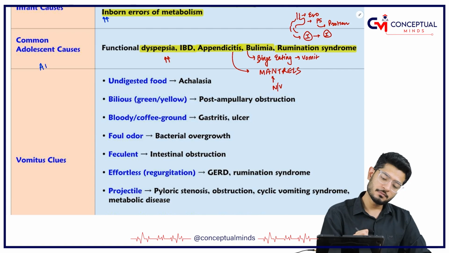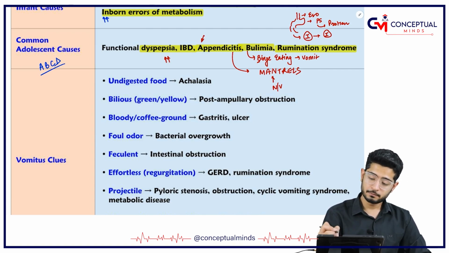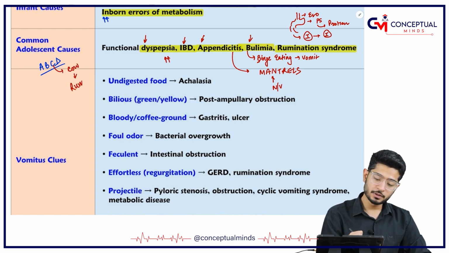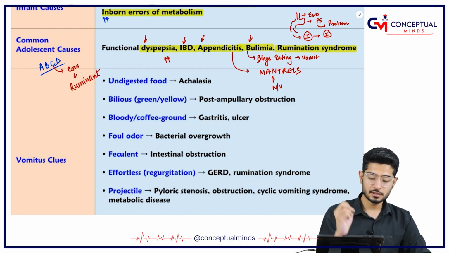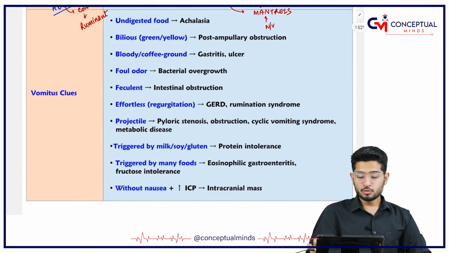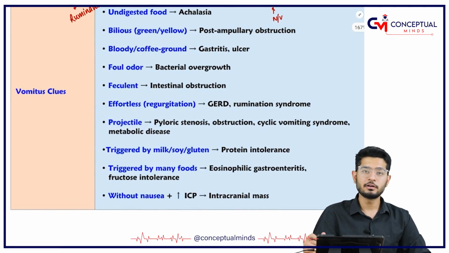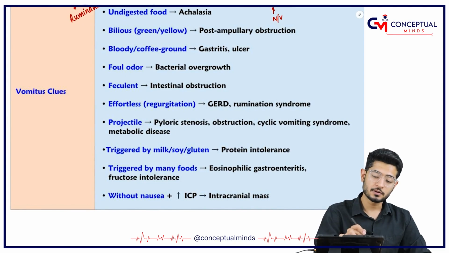But remember, A, B, C, D is important. A for appendix, B for bowel disease, B for bulimia, D for dyspepsia, and C for cow. Cow, that cow is a ruminant, so you can remember rumination disease. So there are different clues which are given in different MCQ exams. These clues are really important.